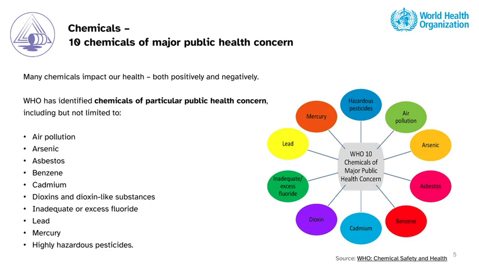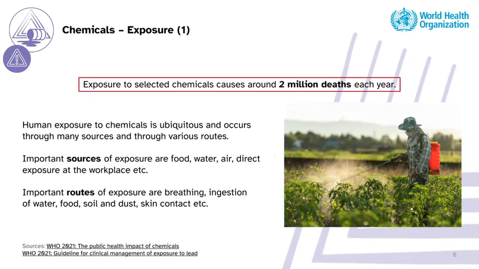Exposure to highly hazardous pesticides occurs through environmental contamination and residues in food and drinking water. They are also used intentionally for suicides. Exposure to highly hazardous pesticides can have acute or chronic toxic effects and are of particular risk to children. Exposure to selected chemicals causes about 2 million deaths each year. This is really only the number of deaths from a small number of chemicals and does not include air pollution.